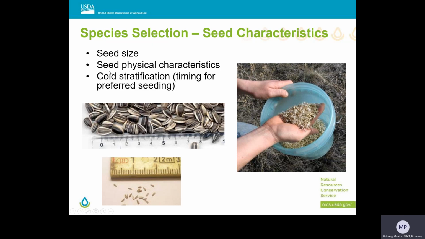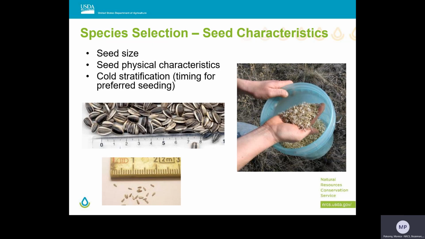Another thing to consider is if your seed has physical characteristics, like if it's fluffy or it has awns, like this blanket flower seed pictured here. If it does have characteristics like that, you might want to use a seed carrier like rice hulls or corn grit that'll help improve the flow of the drill and give you better control over the seeding rate.